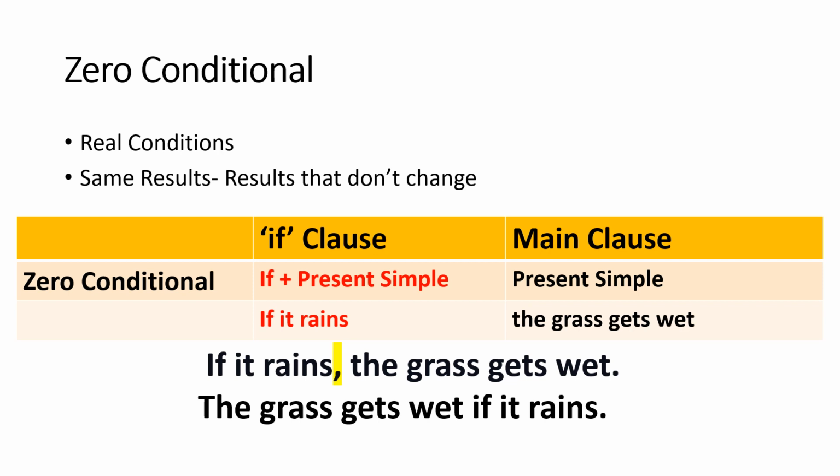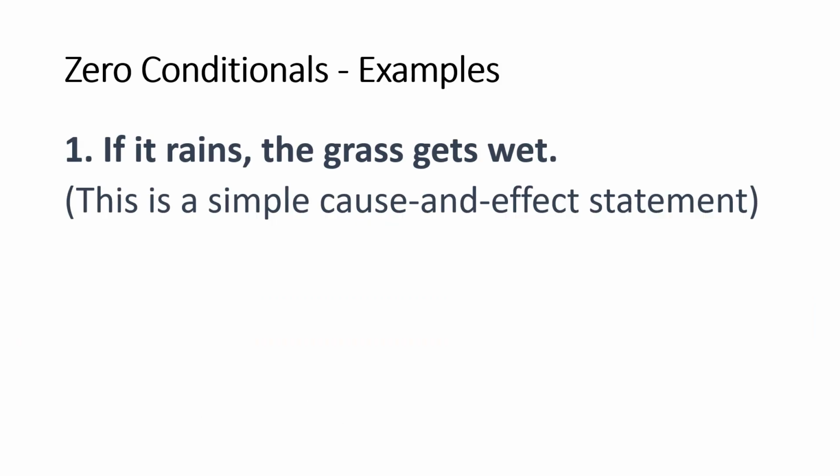This will never change. You can move the clauses around. There is little difference in writing. If your if clause comes first, add the comma. If your main clause comes first, you don't need a comma. So, the grass gets wet if it rains. You don't put comma between the clauses. If it rains, the grass gets wet. This is a simple cause and effect statement.